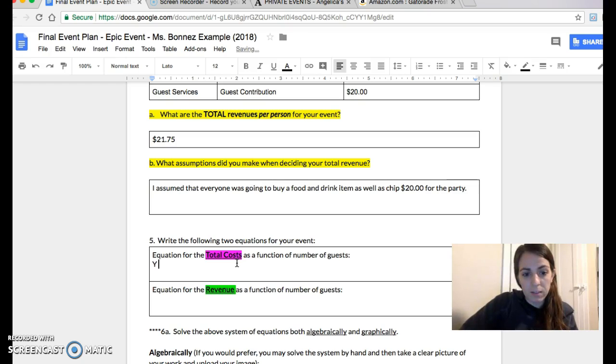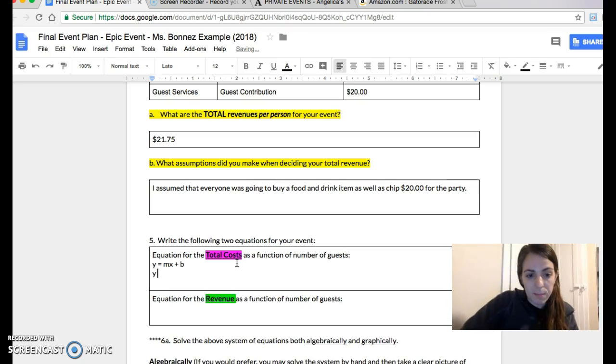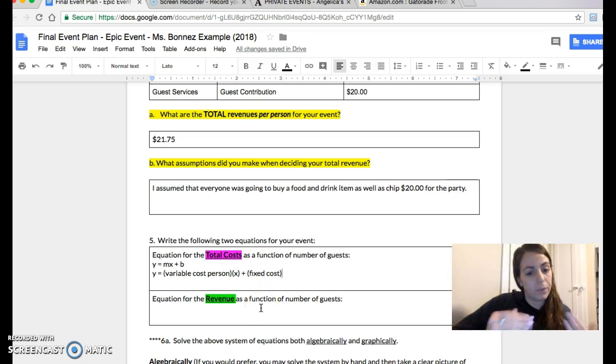So just keep in mind, the cost equation is just your rate of change. So it's like your cost per guest. So your slope times number of guests. Your slope is like your variable cost per person. So y equals mx plus b. It's the same thing as saying y equals variable cost per person, variable cost, times x plus your fixed cost. Okay, so if that helps you, that's all you're filling in.